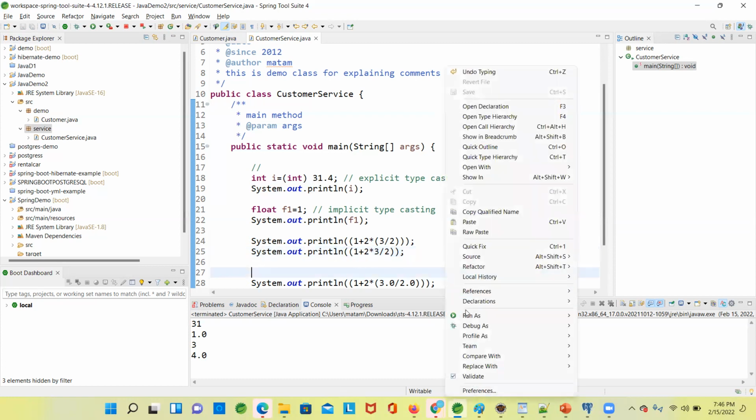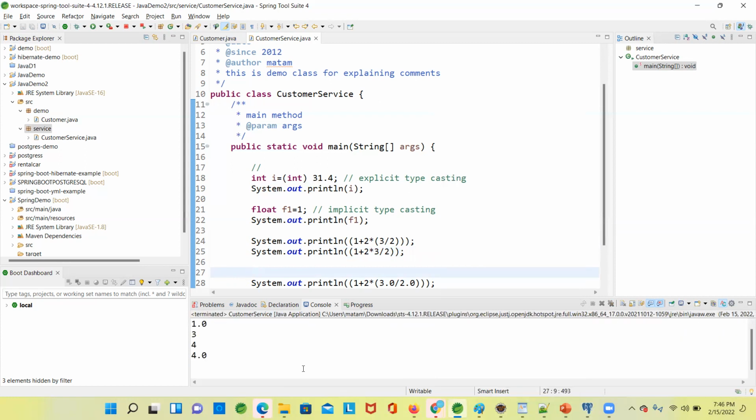Sure. Okay. So it is 4 again, 4 of integer. Let's say the brackets make magic. So now when you put it in brackets, what happened? It converted into integer, whereas outside it converted into float.